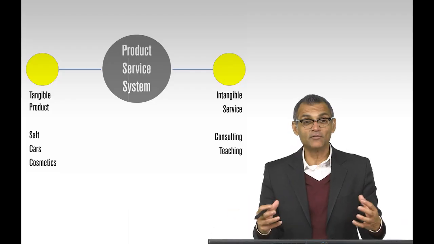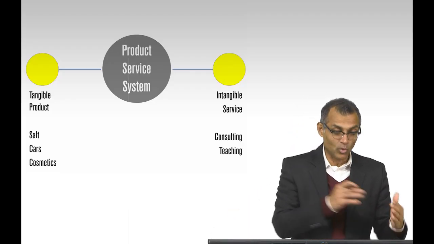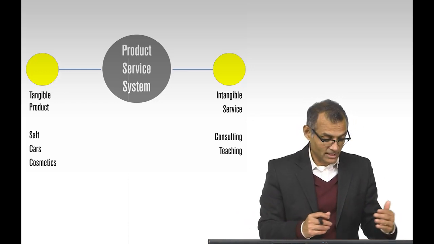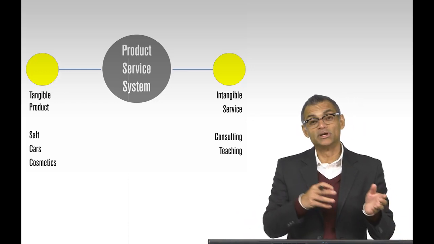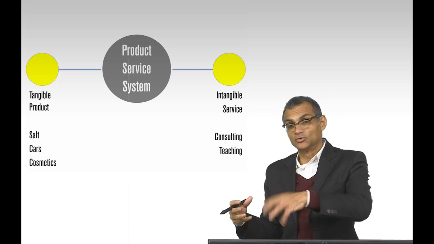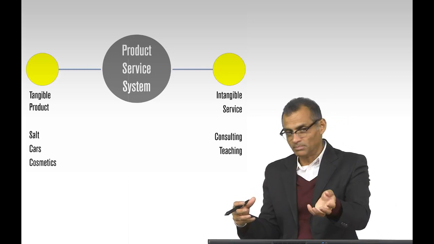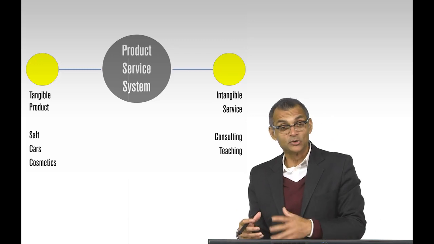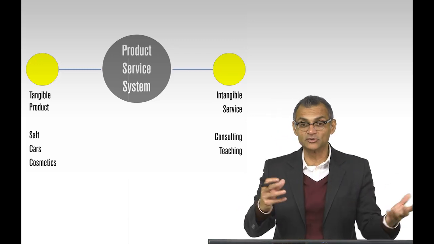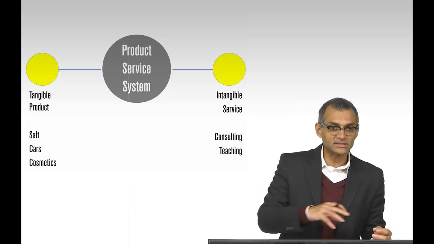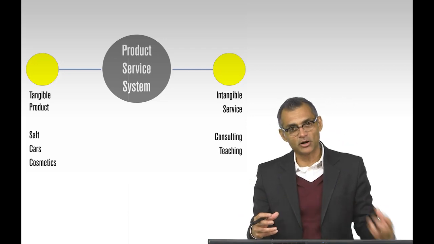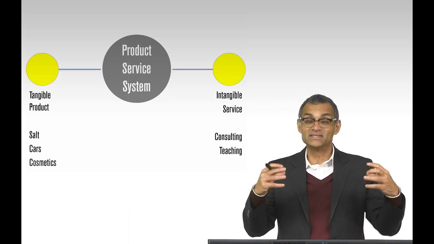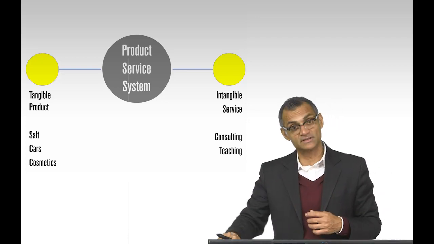And so what happens very often is that you cannot always have one without the other, right? So if you have cars, you need to be able to have a service in which you sell the cars, you repair the cars, you buy them back. And at the same time, if you have a service like teaching, you need a computer, you need a physical space, you need desks. So products need services and services need products, and therefore this is often referred to as a system, right? So it's a product service system.